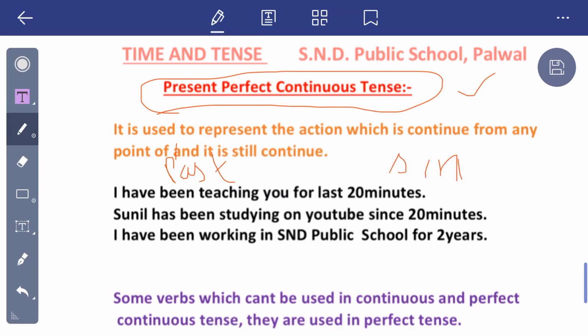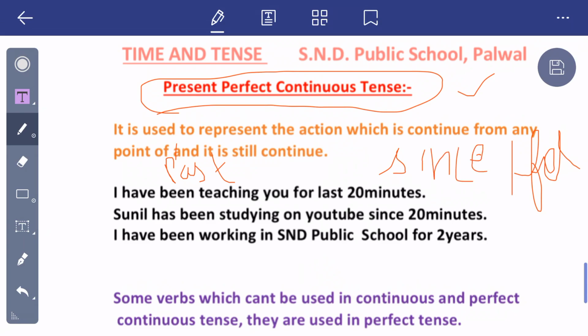And one more thing you must be very clear about: in present perfect tense you must be given since and for. Since and for, that I have already discussed with you. In such types of sentences we are given since or for. It must be there.